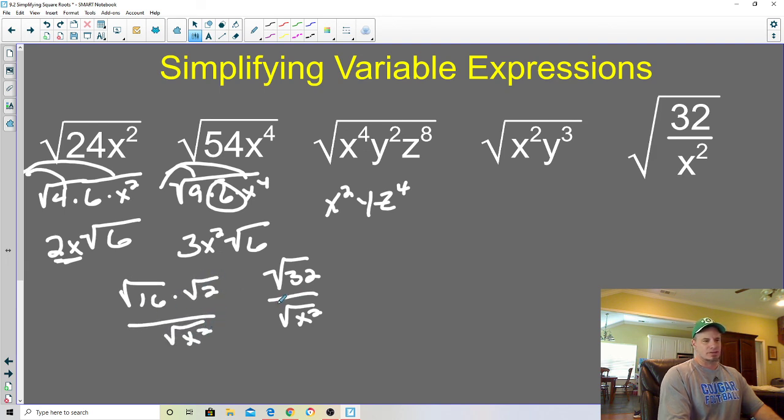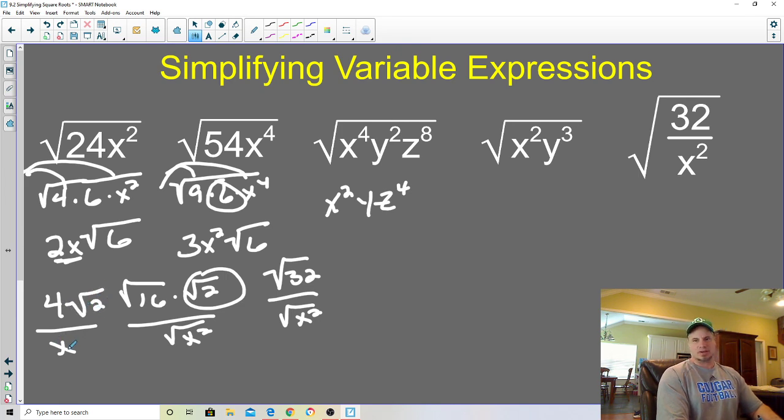Now we can finalize this problem. Here we're going to take the square root of 16, which is 4. And on the bottom, square root of x2 is x1. Now the trash is here, square root of 2. We can't take the square root of 2, so we're going to leave it in there. So I have 4 square root of 2 on top, and I have x on the bottom. Okay, and that's its simplified form.